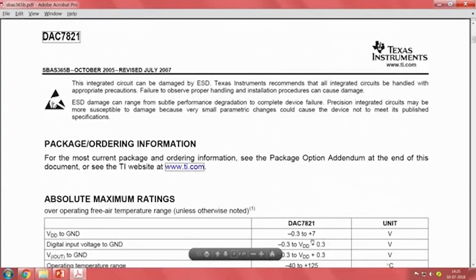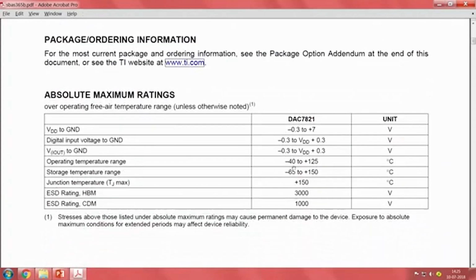Okay. Next is the main thing, this table. This table is very important. This is what you should make sure of: that you do not mess with these values while you are operating the IC. So, the main thing is the VDD to ground voltage, okay. Minus 0.3 to 7 volts it can go over the operating free air temperature range.